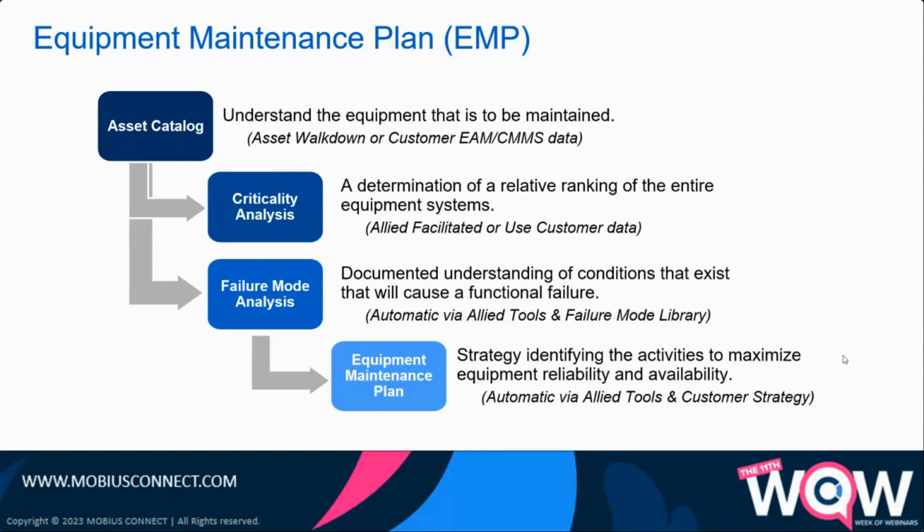Customers have that information, or many do. If not, that's something that needs to be created as well. Next one is performing a failure mode analysis. Now we get to the failure mode based asset maintenance strategies. That's a documented understanding of the conditions that exist that will cause that functional failure, right? Functional failures are created by failure modes.